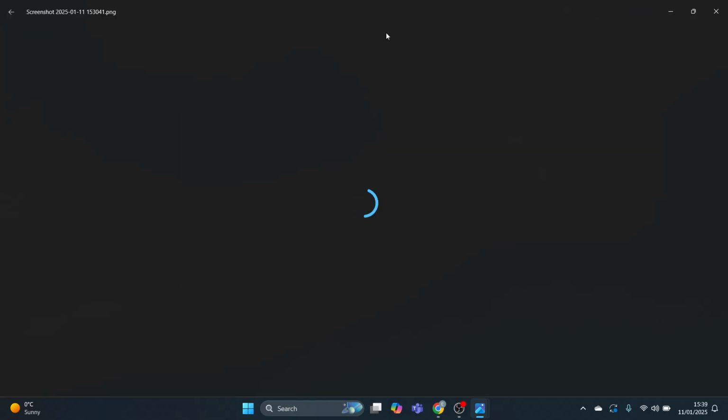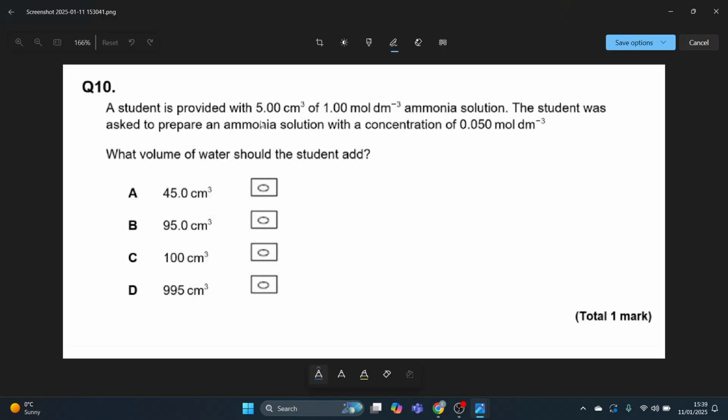Question 10. Should be provided with this much ammonia solution. Students prepared to prepare. Yeah, what volume should be added? This is the kind of question I was thinking of. Well, we need to do 1.00 divided by 0.050. And you can see we're timesing by 20. Therefore, we need to times this by 20. That's the dilution factor, I guess.